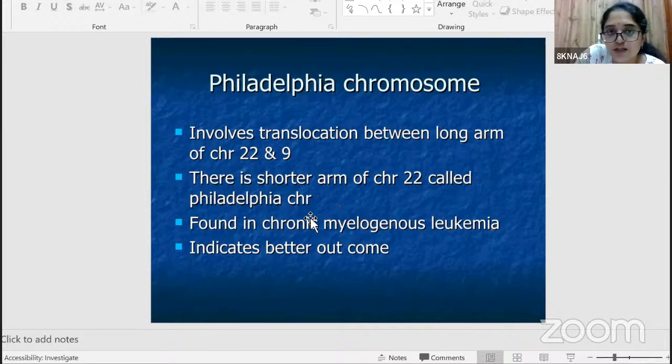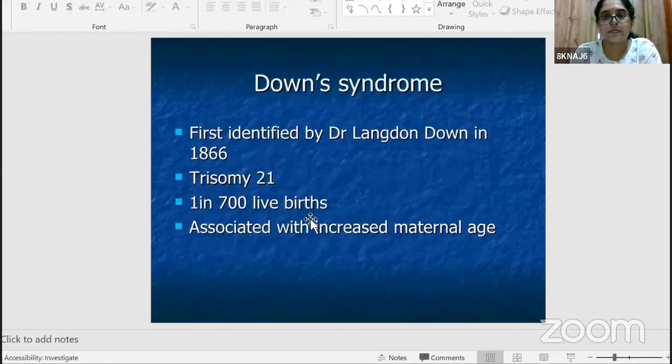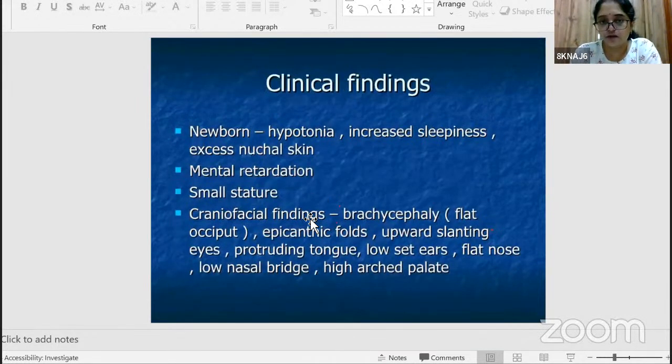So this fragile X syndrome causes developmental delays and also attention deficit disorders, or ADD. And again, if at all there is any kind of common chromosomal abnormalities, what are the basic features that are seen? So we have already read about it.